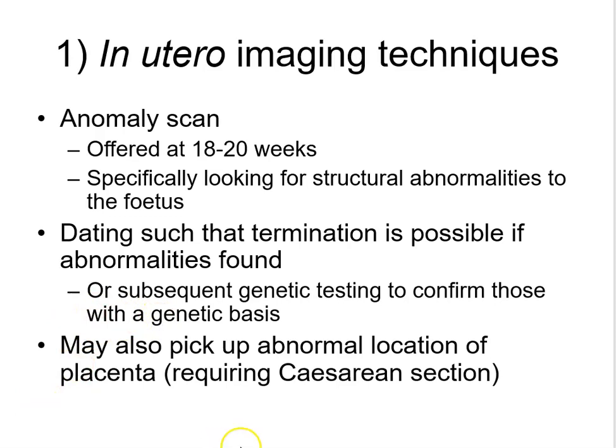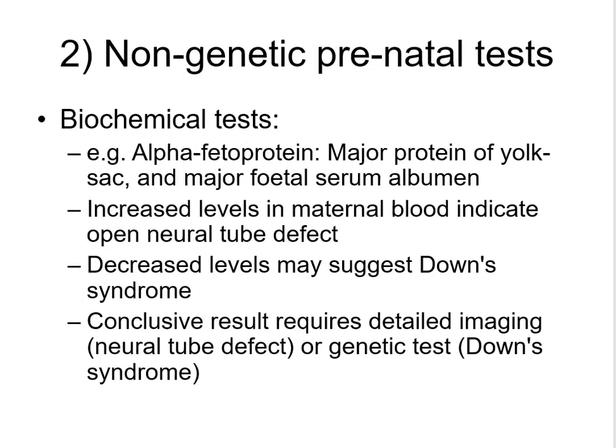Also, this can pick up abnormalities with the placenta, so if the placenta lies across the cervix, then that would mean that it would require a caesarean section. So things like this can also be picked up on this scan. So not all tests that are done on the developing fetus are genetic. Some of these are biochemical tests, and one of the most widely performed tests is alpha-fetoprotein. So this is a major protein of the yolk sac.